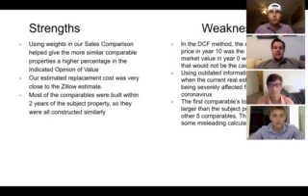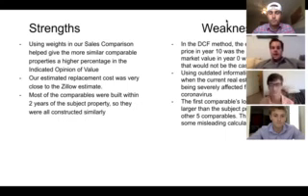So our appraisal had some strengths and weaknesses. Some of the strengths were using weights in our sales comparison helped give the more similar comparable properties a higher percentage in the indicated opinion of value. Our estimated replacement cost was very close to what was listed on Zillow. Most of the comparables were built within 2 years of the subject property, so they were all constructed similarly.